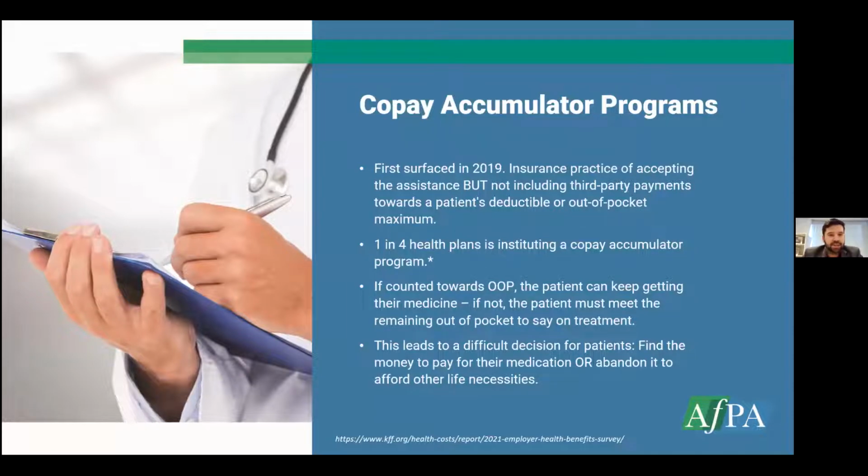And this is very disheartening because we've seen through data and also through anecdotal evidence that if payments are made towards a patient's out-of-pocket maximum, then the patient will most often continue to access their medication and stay stable with handling their condition. However, if this payment is not included in their out-of-pocket maximum and their deductible, it usually leads to patient abandonment, because they are then responsible for the out-of-pocket commitment that was not handled by their copay assistance. This leads to a very difficult decision for patients. Do they find the money they need for their medication, whether it be taking out a loan, going to their friends and asking for help, or some other manner? Or do they abandon their medication altogether so that they can afford the other life necessities they're going to need? Next slide, please.